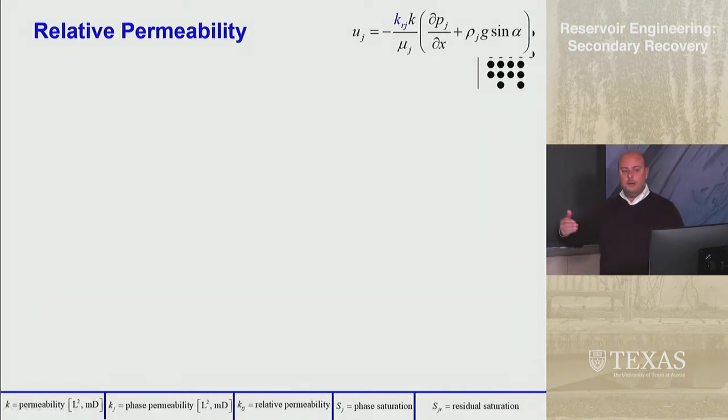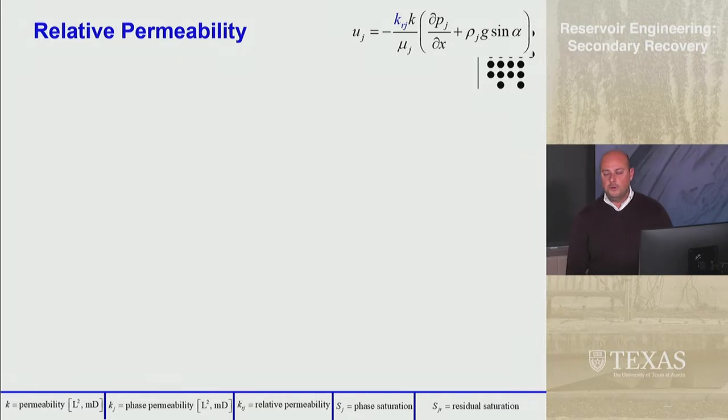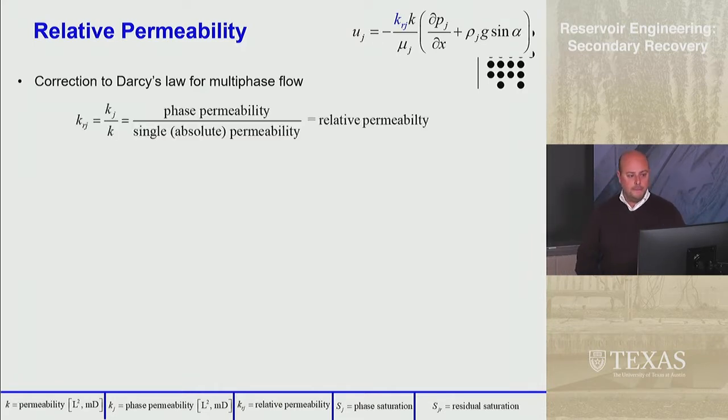So let's talk about relative permeability. That's that Krj term. And that's really important for multiphase flow. It's really this single variable that converts Darcy's law in single phase to multiple phases. So what it is, it's a correction to Darcy's law for multiphase flow.